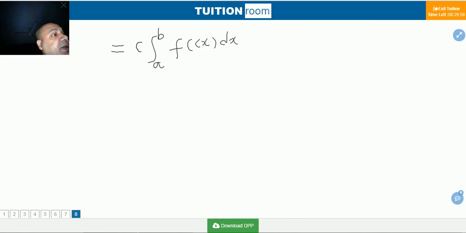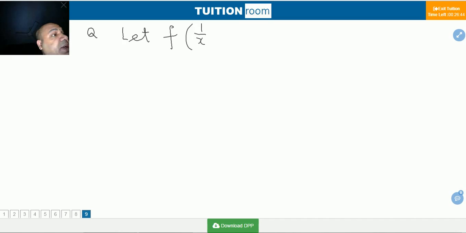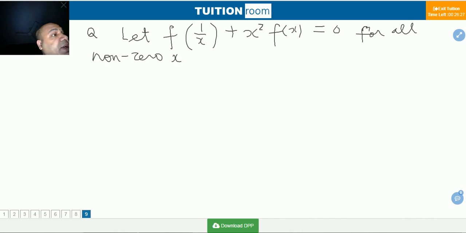My next problem is, guys, listen. Let f of 1 by x plus x square f(x) equal 0 for all non-zero x. This relation is true for each x but non-zero. Find the value of the integral from sine theta to cosec theta of f(x) dx.